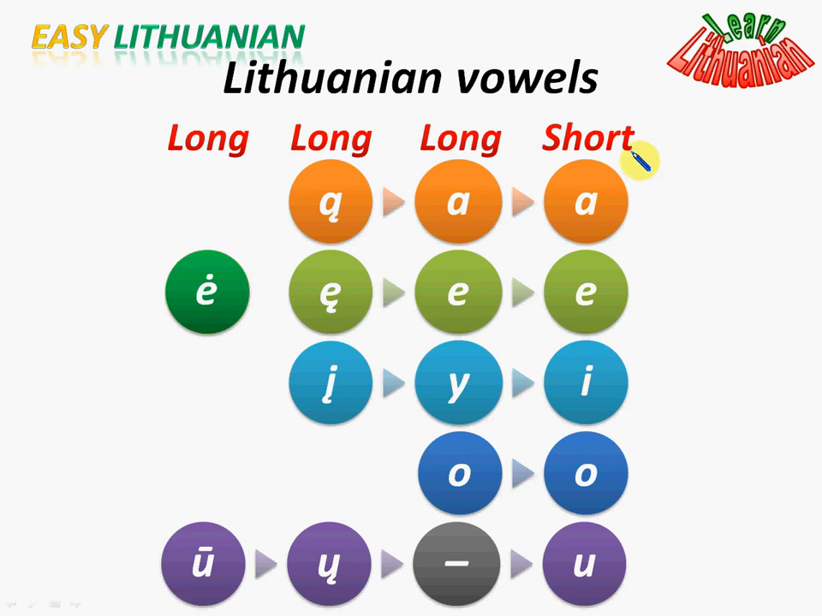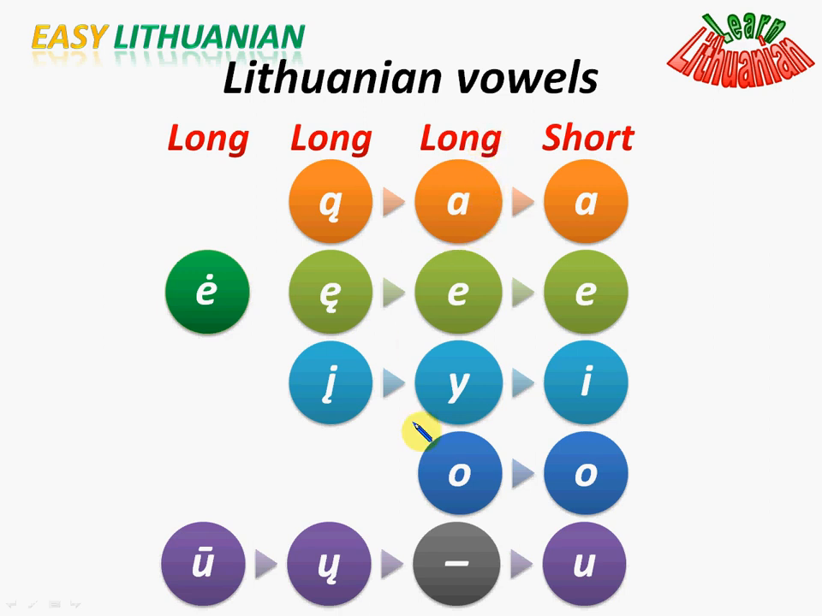And let's start from the short ones, from the right. Look at the right column. These are the short ones. A, E, I, O, U. Short vowels. And these are all marked with Latin letters that exist in the English alphabet also, just simple short vowels.